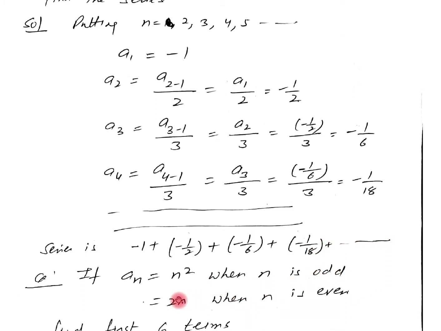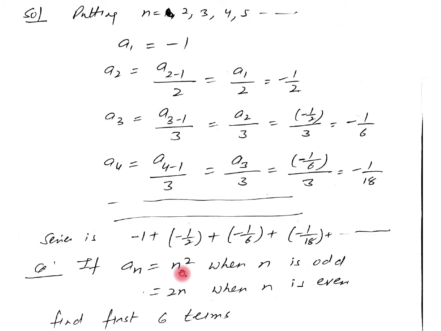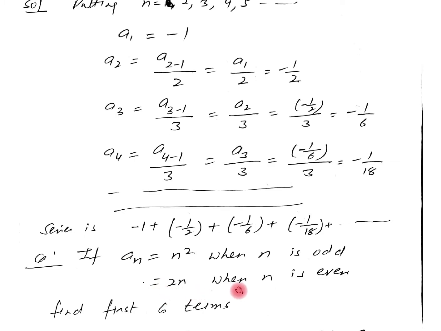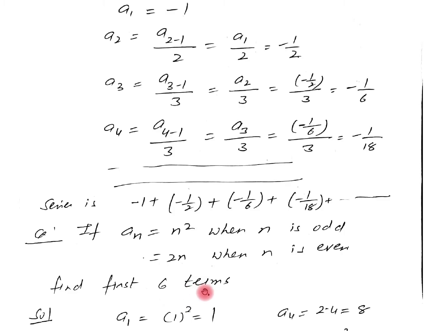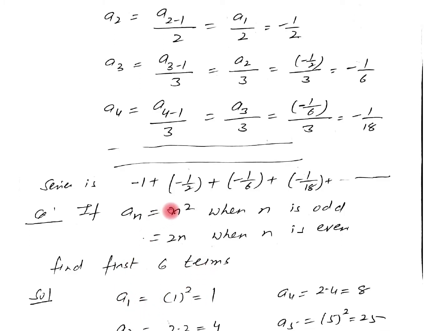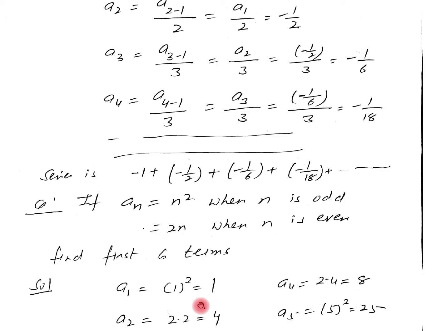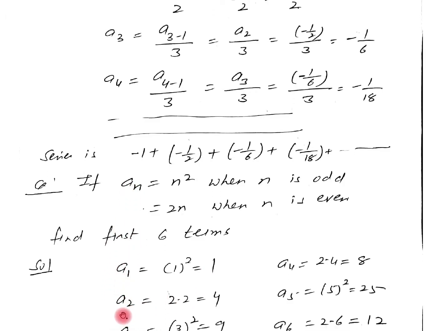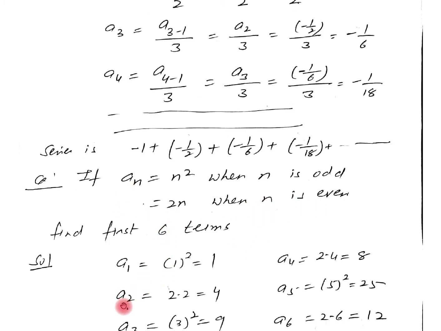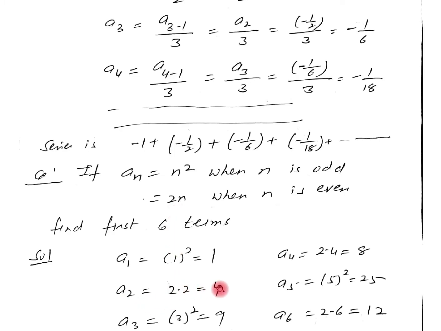Now again the question is here, an equal to n square when n is odd and this is equal to 2n when n is even. We have to find out the first 6 terms. Now putting n equal to 1. Now n equal to 1 is odd. Therefore a1 equal to 1 square equal to 1. Then whenever you have to find out a2, now n is even. So when n is even, our nth term is equal to 2n. So a2 becomes 2 into 2 equal to 4.